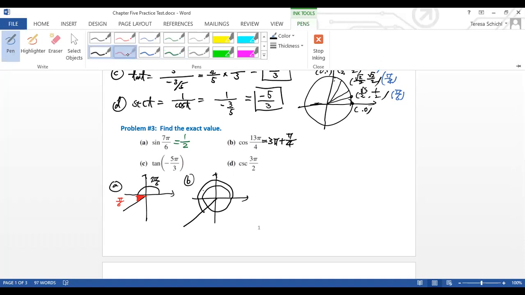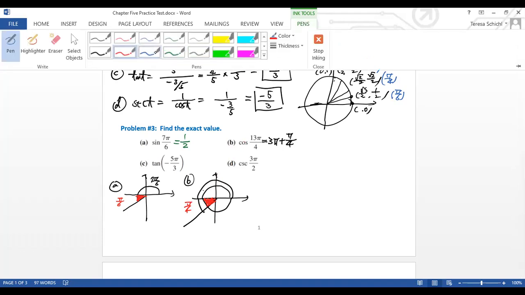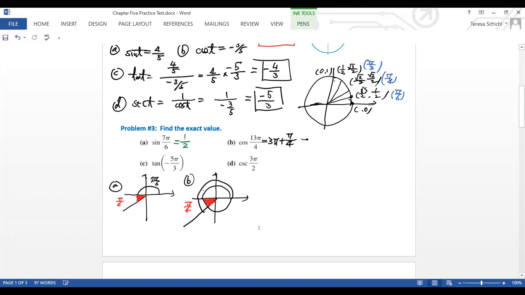Now where is my reference angle? This is my reference angle, right? So I got 3 pi, so the reference angle is pi over 4. Okay, so pi over 4 is here. Let's take a look at pi over 4. Cosine is square root of 2 over 2. But this is in the third quadrant, and cosine is x, so it's negative.